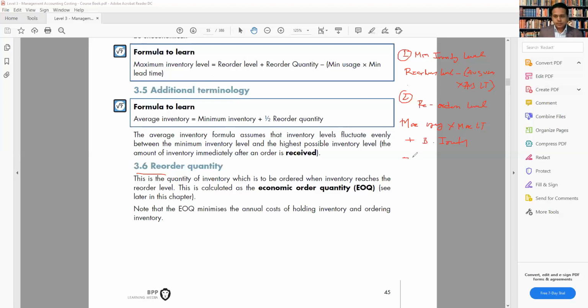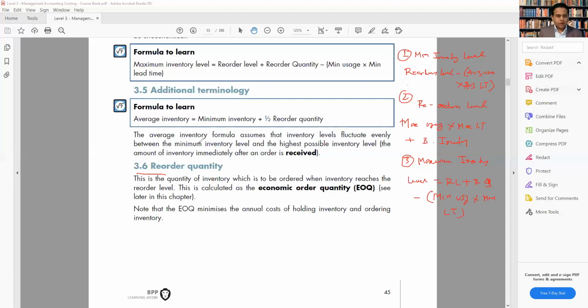So maximum inventory level, that is reorder level plus reorder quantity minus minimum use times minimum lead time.